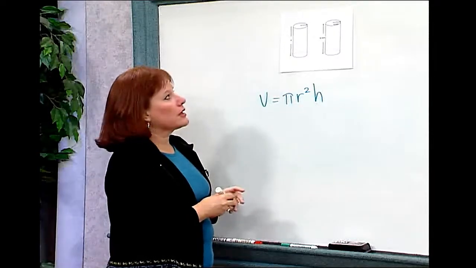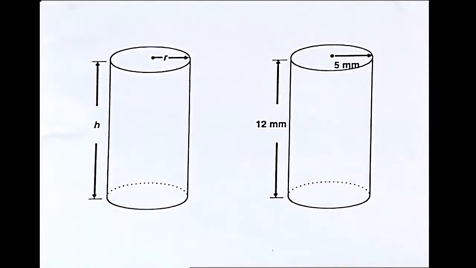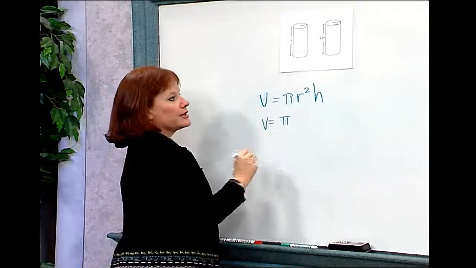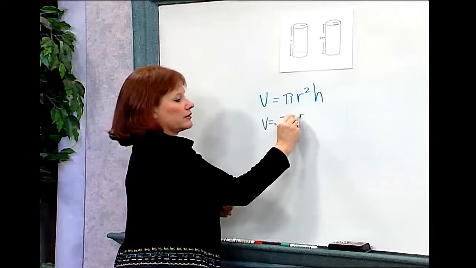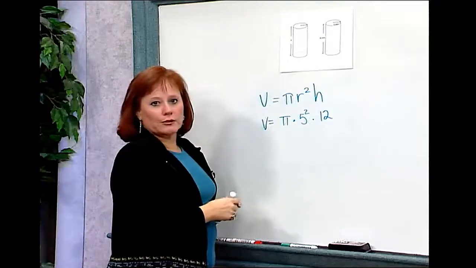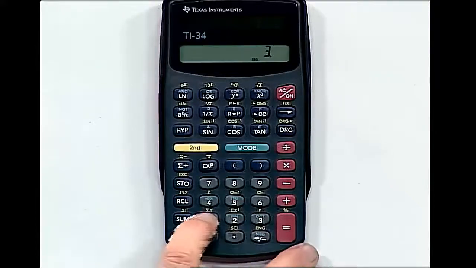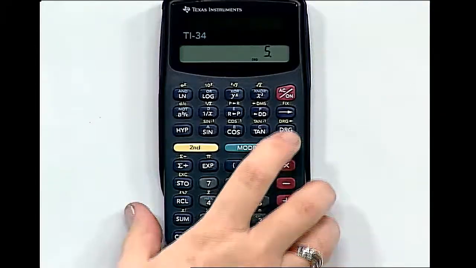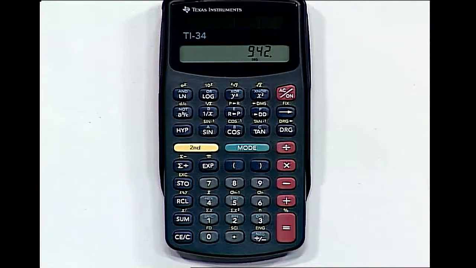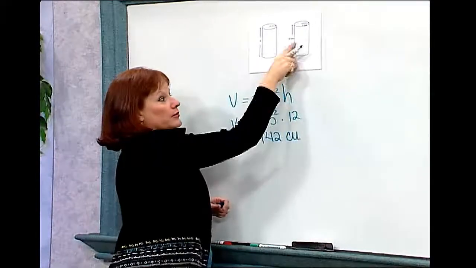In our specific example, we have a radius of 5 millimeters and a height of 12 millimeters. So if we want to find the volume of that particular cylinder, the volume is equal to pi times the radius, which is 5, squared, times the height, which is given to be 12. I'm going to move to my calculator and use the calculator to do this computation. Put in pi 3.14 times 5 squared, the radius squared, times the height of 12, and we find our volume is 942 cubic millimeters.